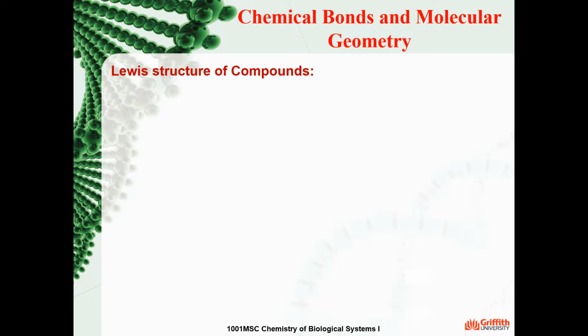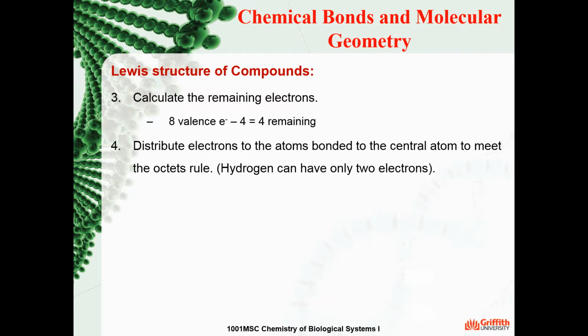The third rule says, calculate the remaining electrons. Remember that there are 2 electrons in each bond. This means we have used up 4 electrons so far, and we still have 4 valence electrons remaining. The fourth rule states, distribute the electrons to the atoms bonded to the central atom to meet the octet. That is, there's 8 electrons to give a noble gas structure.